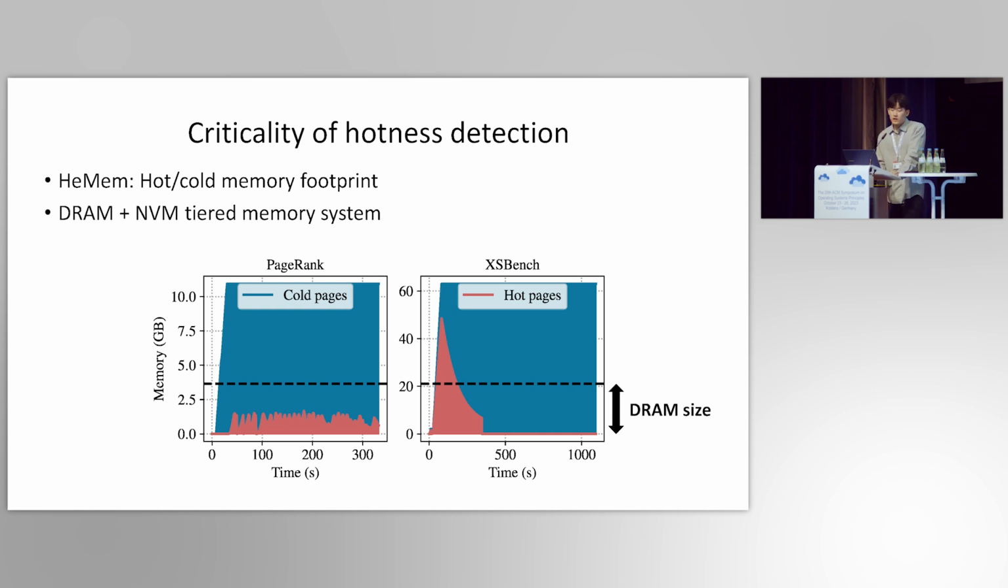The black dashed line denotes the DRAM size allocated to each application. In case of PageRank, HeMem consistently classifies 1/2 gigabyte of memory as hot, so nearly half of the fast tier can be underutilized with arbitrary cold pages during the entire duration.